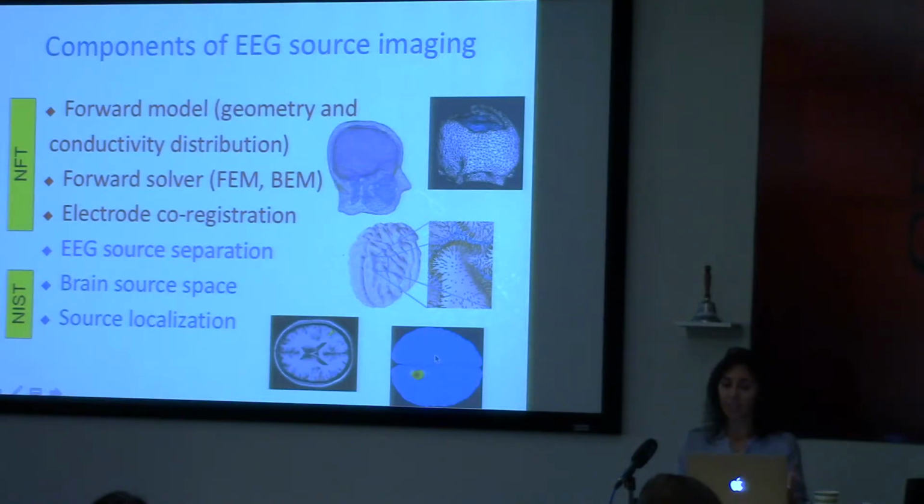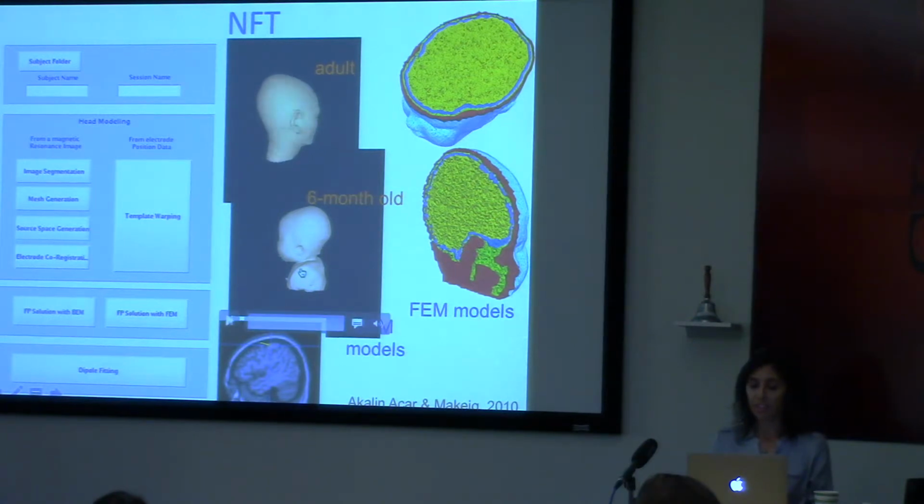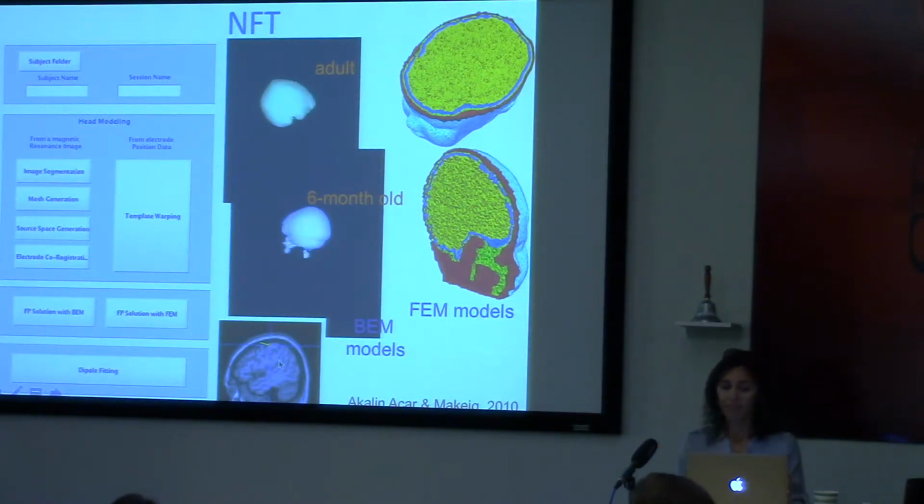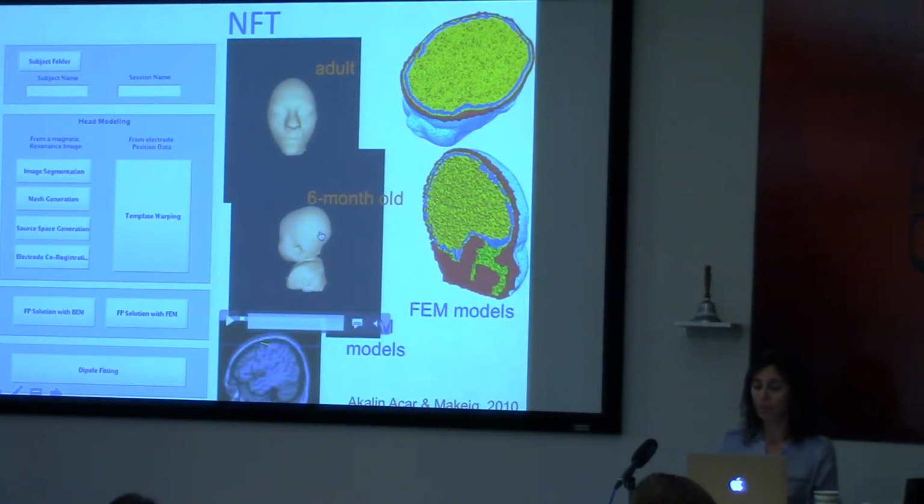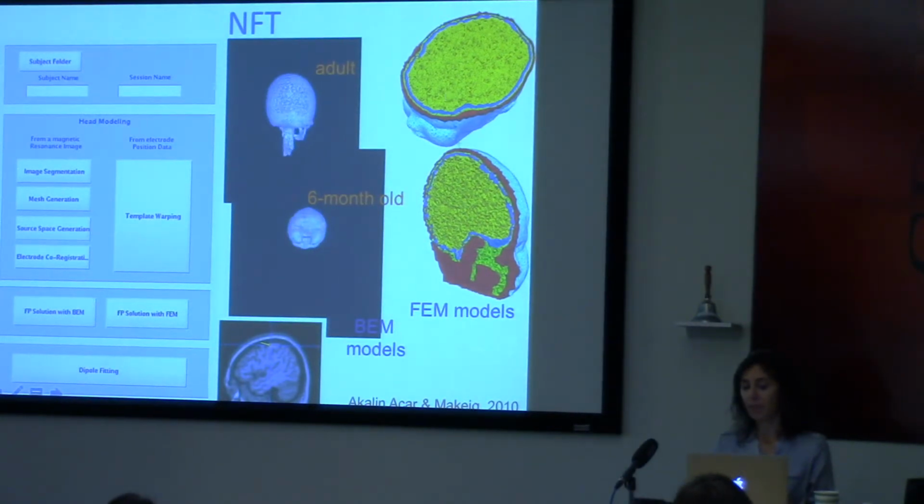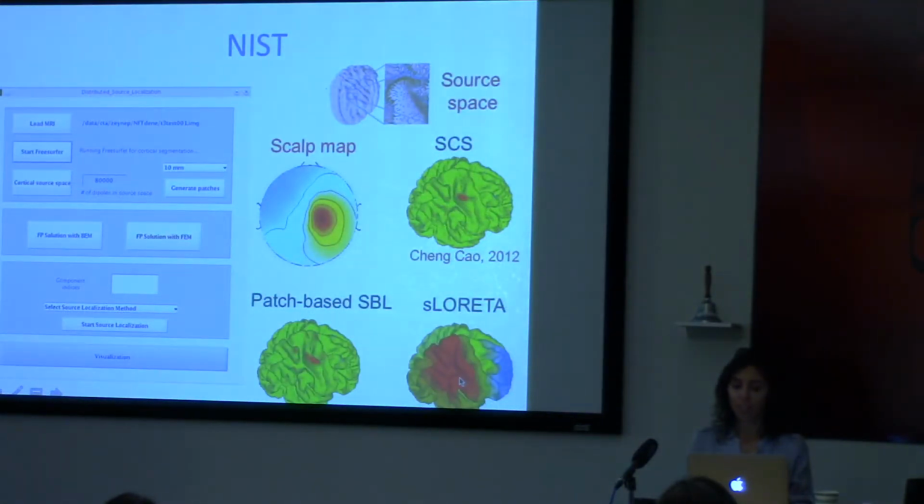And for these, I have a toolbox, the Neuroelectromagnetic Forward Head Modeling Toolbox, which takes the MR of the subject and generates a mesh for the subject, generates the source space, and does single dipole source localization. And here I'm showing two BEM models for an adult and for an infant, and the corresponding FEM models for the adult. So NFT generates dipole source localization, or it can also do distributed source localization.